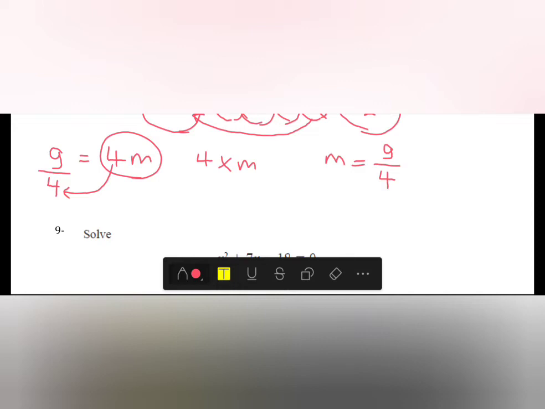So m equals 2.25. And this is how you answer a question like this.